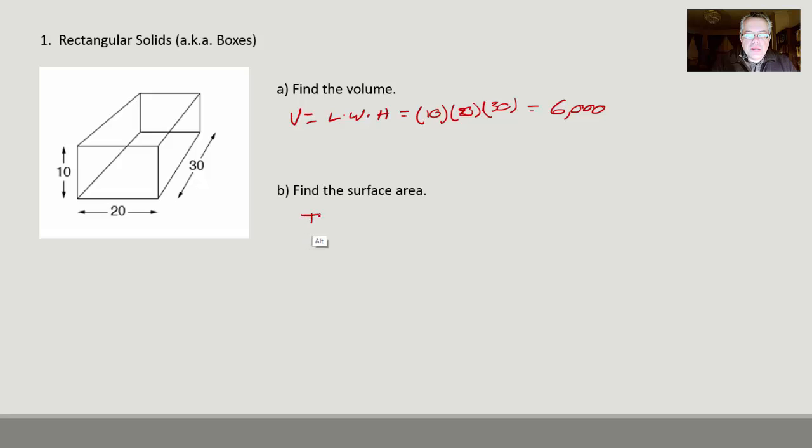Just like we did in class, I like to break this into top and bottom, the front side and the back side, and then the right side and the left side. And they're all easy to get because they're rectangles. So the top and the bottom are congruent. The bottom is 20 by 30, so is the top. So the area of the bottom down here is 20 times 30, which is 600. So the top is going to be the same thing.